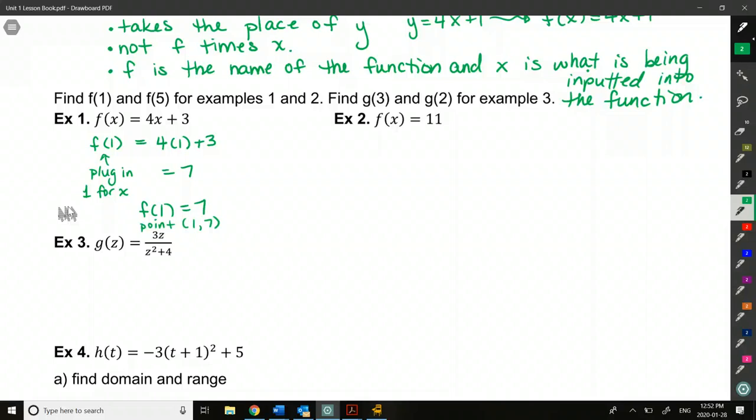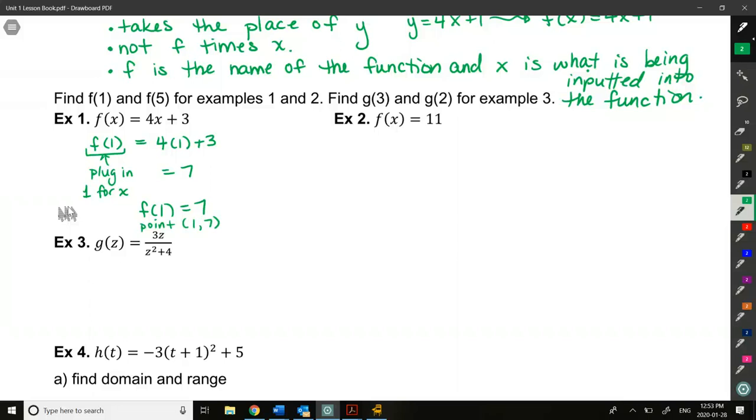So essentially, this just replaces y. This is no different than us plugging in x as we usually have before. So don't get confused by it. It's just a bit of a different notation that we're using now.